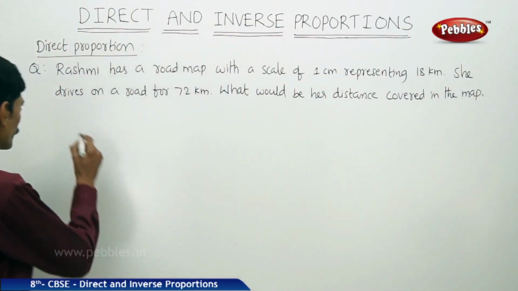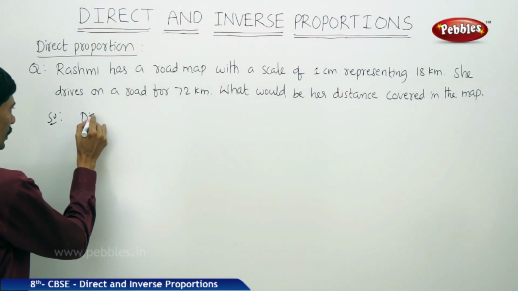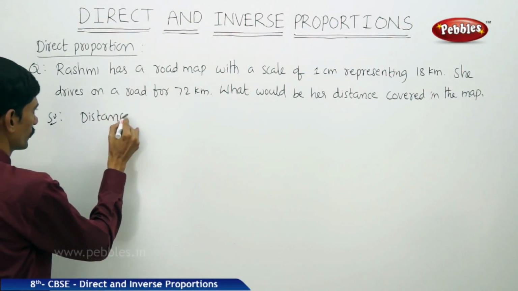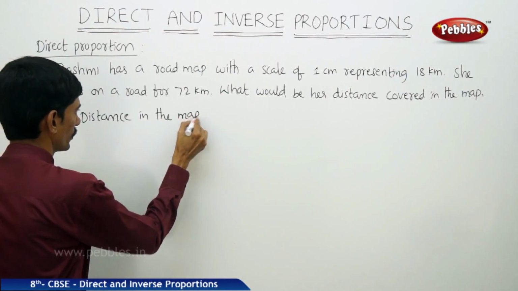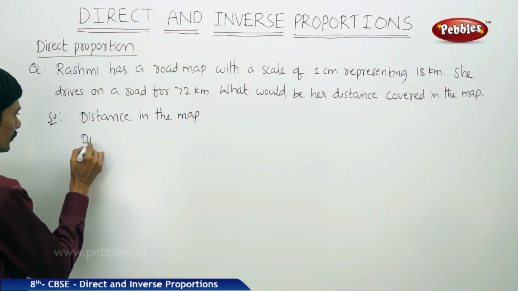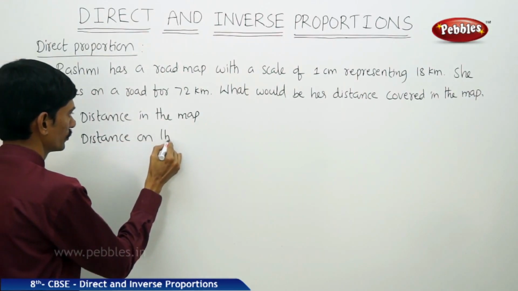Now let us solve this problem. So here also two quantities are there. So one is distance in the map and the second quantity is distance on the road.